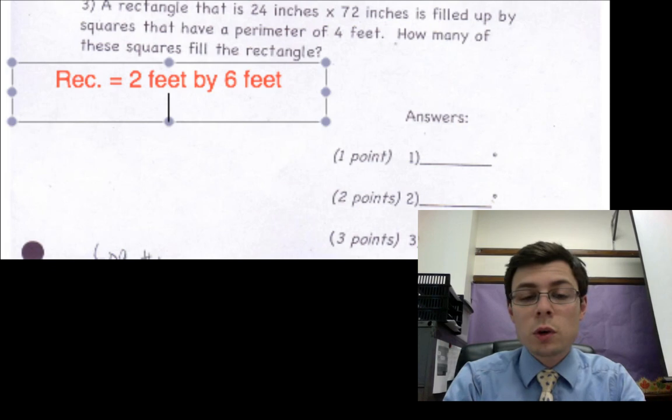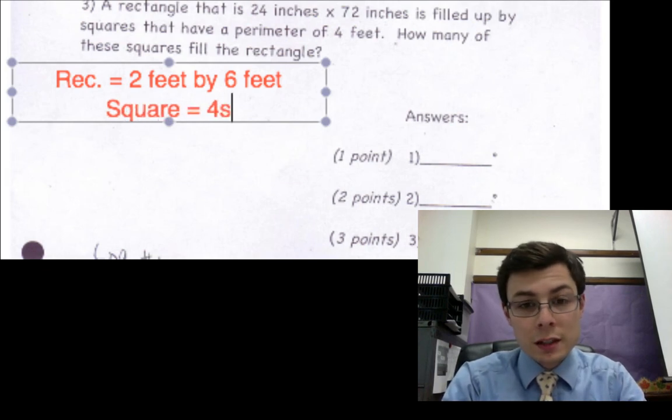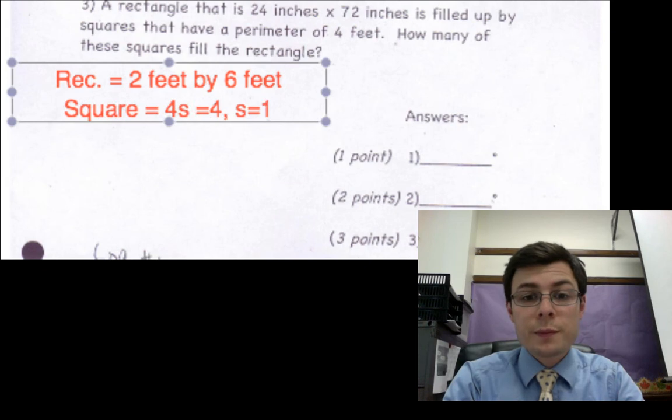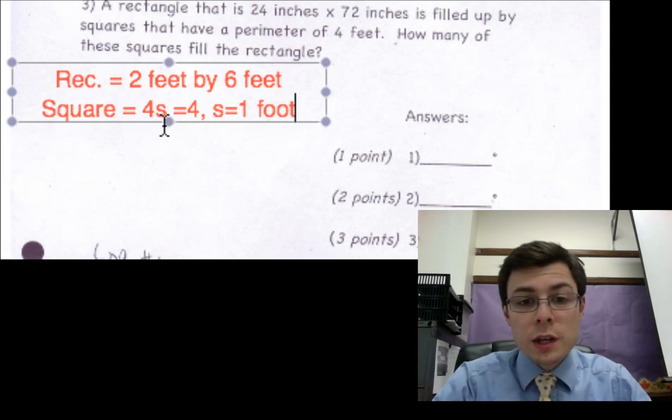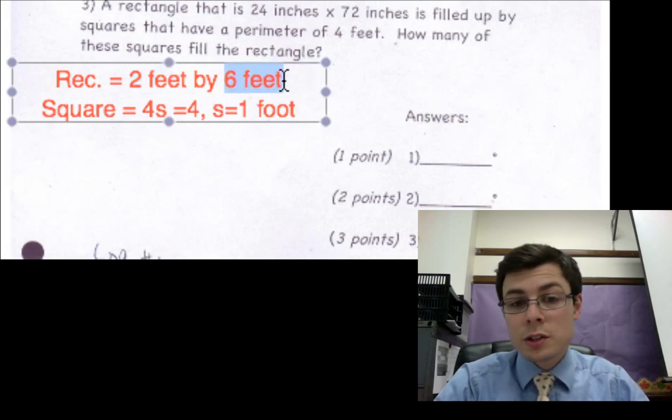The second important thing is that if the square has a perimeter of 4 feet, that means 4 times its side length, s, is equal to 4 feet, which means that s must equal 1 foot. So its side length must be 1 foot. We'll use that information to say, if a rectangle is 2 feet by 6 feet, it can fit 2 squares going in one direction and 6 squares going in the other direction, for a total of 12 squares.